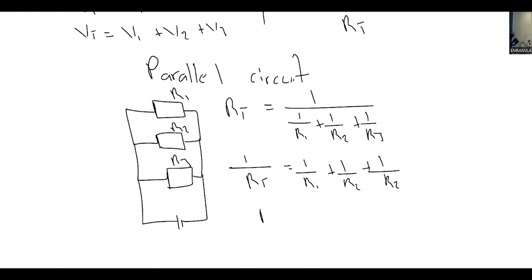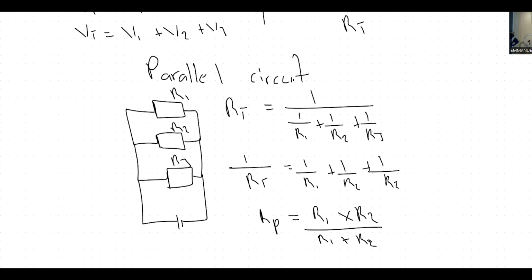Or you can use this one, which you can only use when you're given two resistances in parallel. If there were only two, I would use R1 times R2 divided by R1 plus R2. So I can only use this one if I'm given two resistances in parallel.